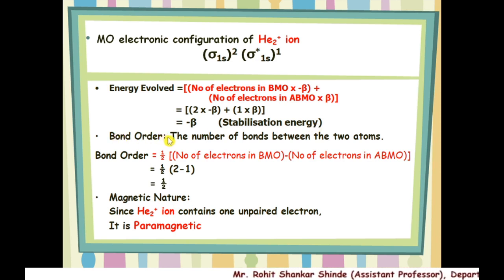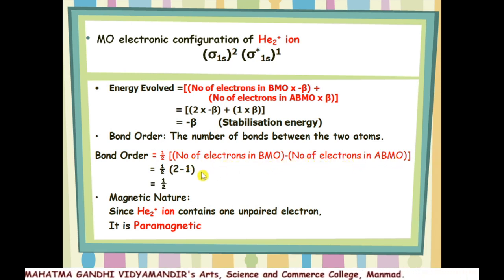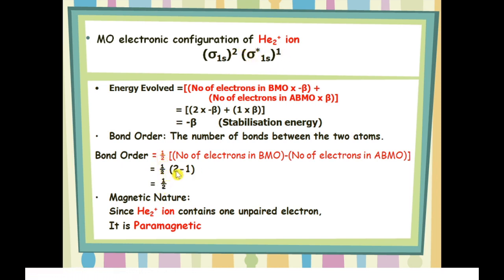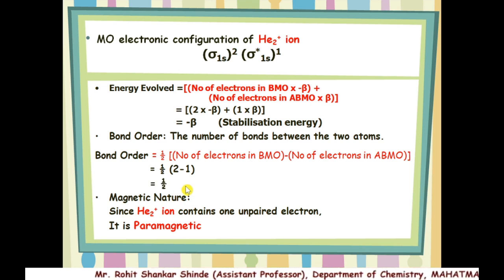Now bond order. Bond order means the number of bonds between the two atoms. It can be calculated by using the formula 1/2 in bracket number of electrons in BMO minus number of electrons in ABMO. We will put the values in this formula. The number of electrons in BMO is 2 and the number of electrons in ABMO is 1. So 1/2 in bracket 2 minus 1. It becomes half. Bond order 1/2 indicates that the He2 plus molecule is somewhat stable.